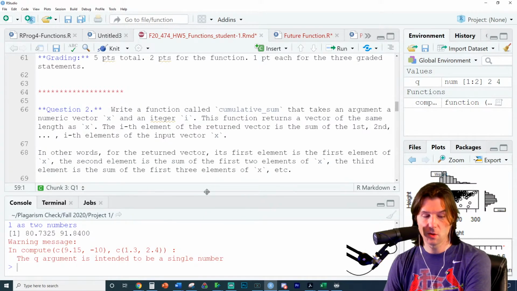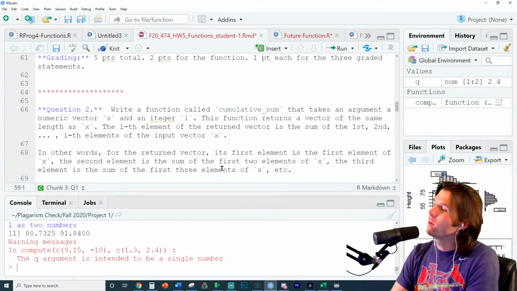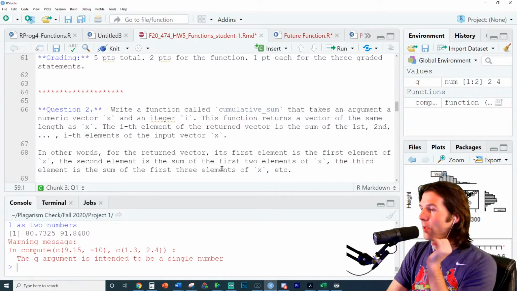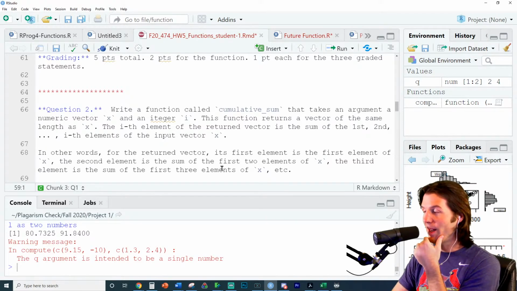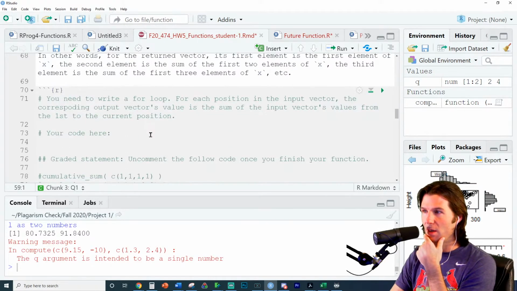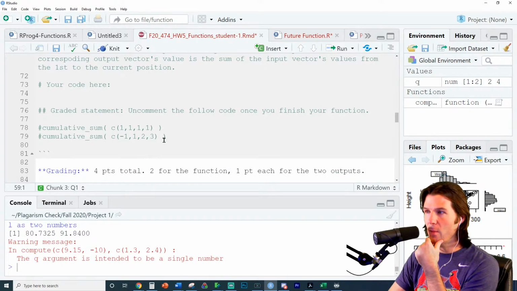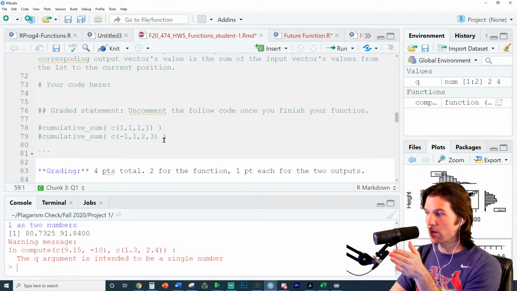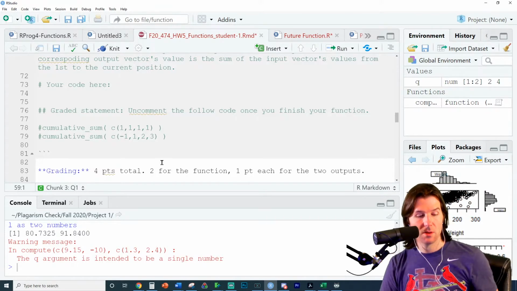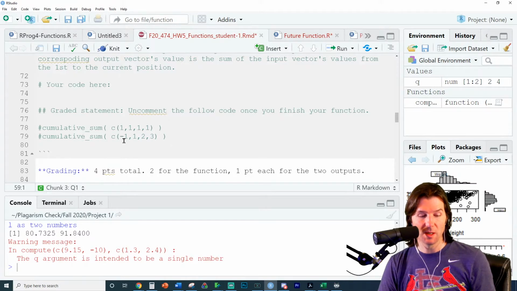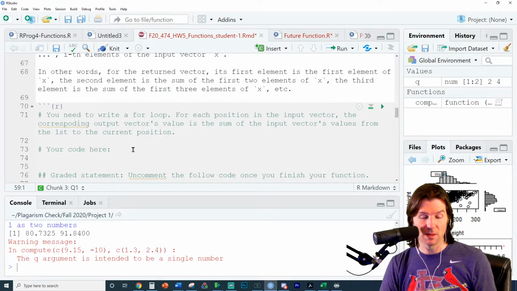Cumulative sum. So when you look at a cumulative sum, what could we do other than cumulative sum? Cumulative sum is going to be when you add up all the elements. When you think about numbers in a vector, the cumulative sum of a vector is going to be each element's sum added onto each other. So the cumulative sum of this would be 1, 2, 3, 4. The cumulative sum of this would be -1, 0, 2, 5.